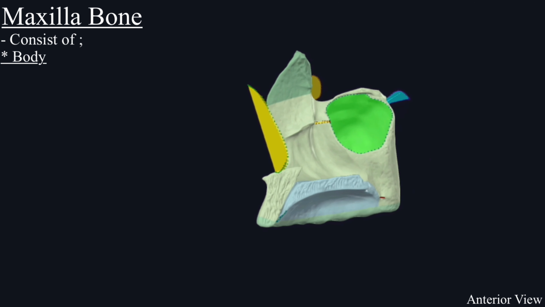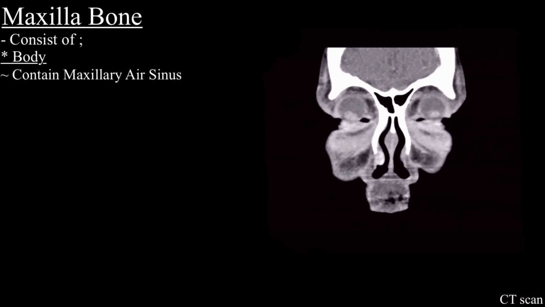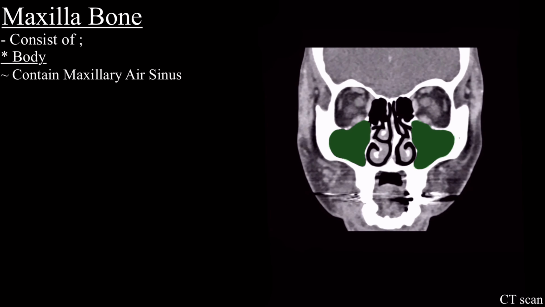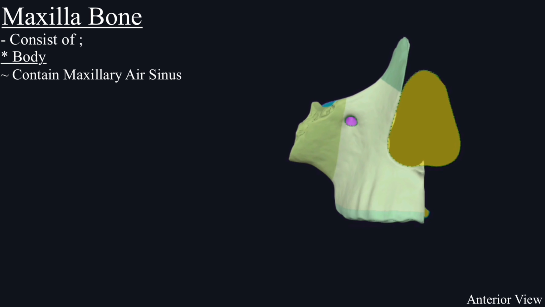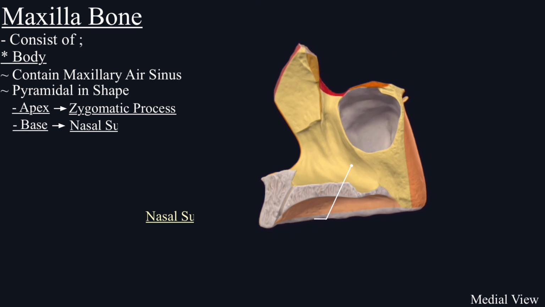The body contains the maxillary air sinus that you just saw. You can also appreciate these maxillary air sinuses in the CT scan. These highlighted black areas on the CT scan are maxillary air sinuses. The body of maxilla is in the shape of a pyramid. The apex is represented by the zygomatic process, and the base is represented by the nasal surface.